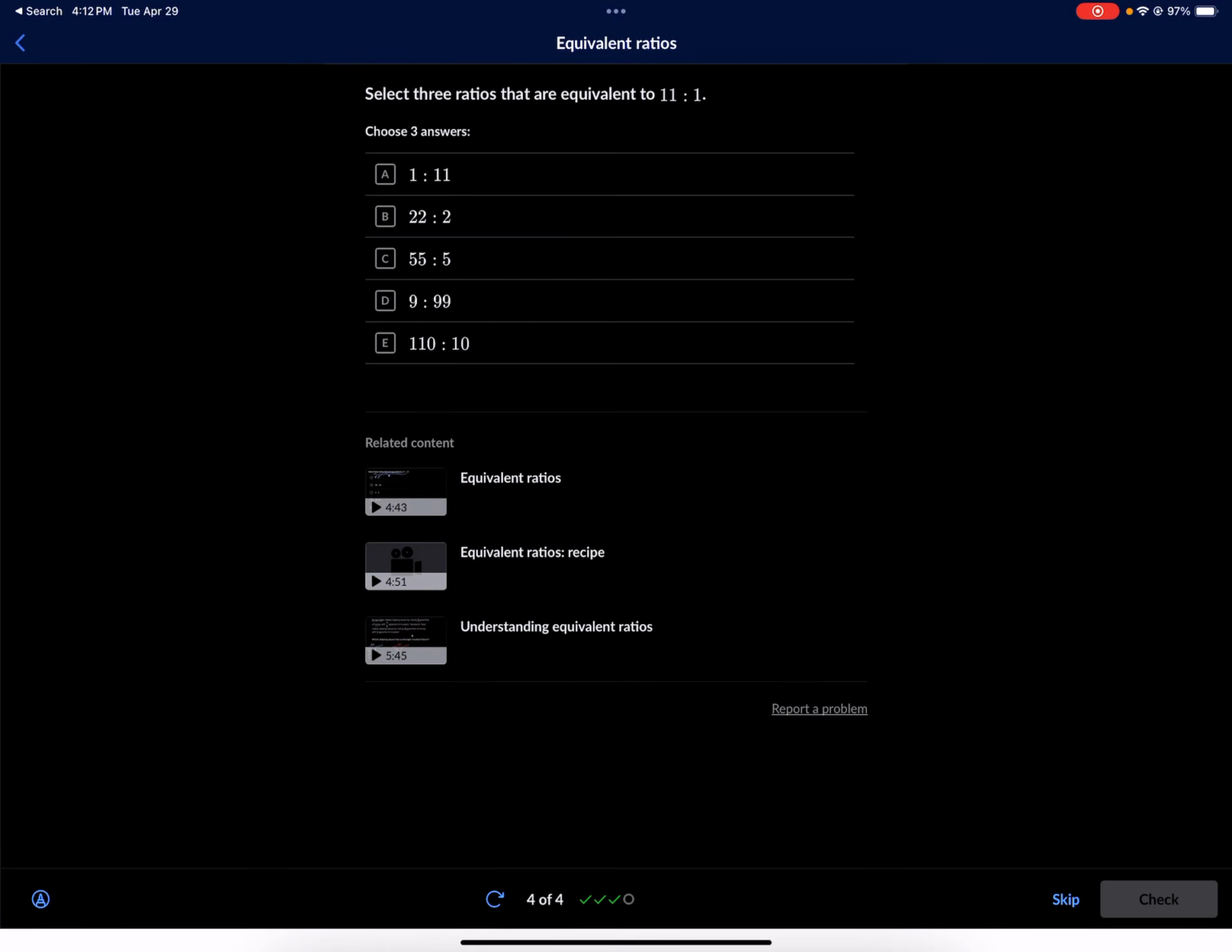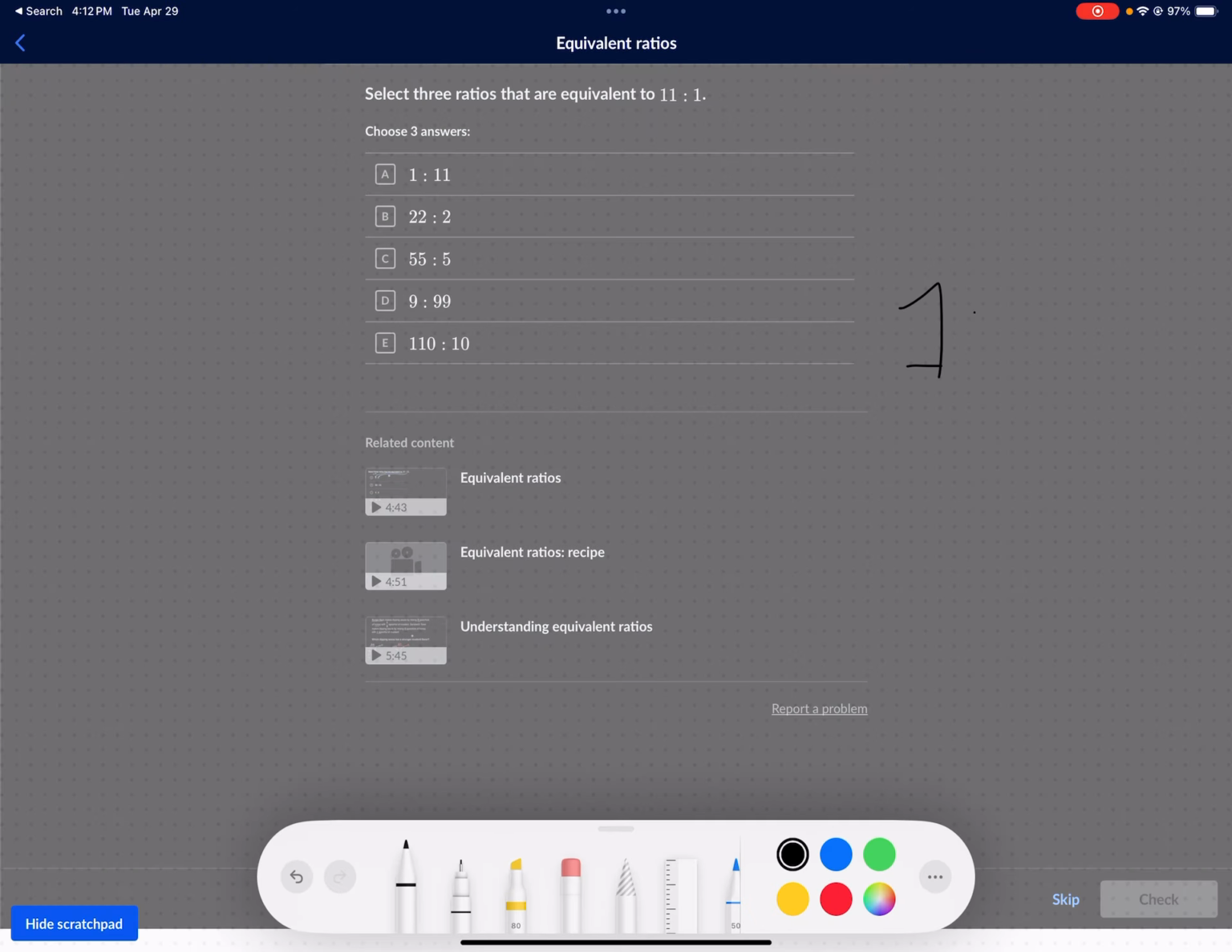Okay, select 3 ratios that are equivalent to 11:1. So 11:1 is just 11. If we can find a division problem like these, let's actually do this as fast as we can. We know that x over x must be equal to 11, because check this out. If we have 1 over 1, these are all the same number, right? So they are equal to 11.